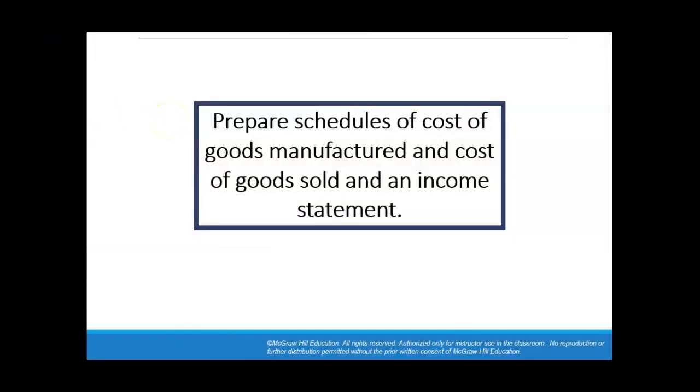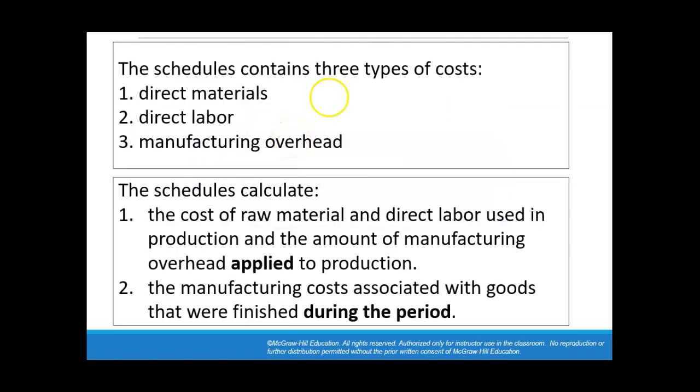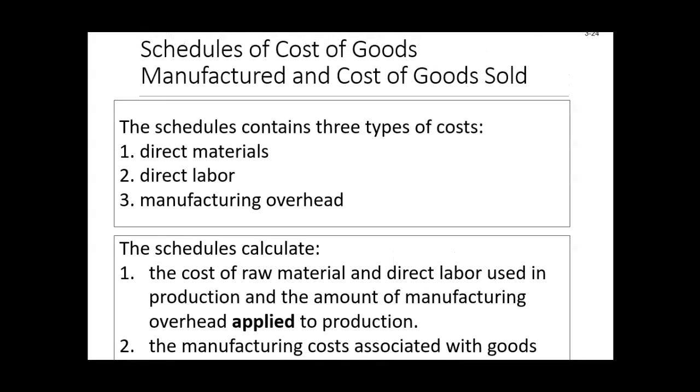Okay, we're going to conclude our Chapter 3 discussion by looking at how to prepare what's called the schedules of cost of goods manufactured and the cost of goods sold. So pretty much we're taking the information we've learned earlier and now putting it into more of a schedule format.